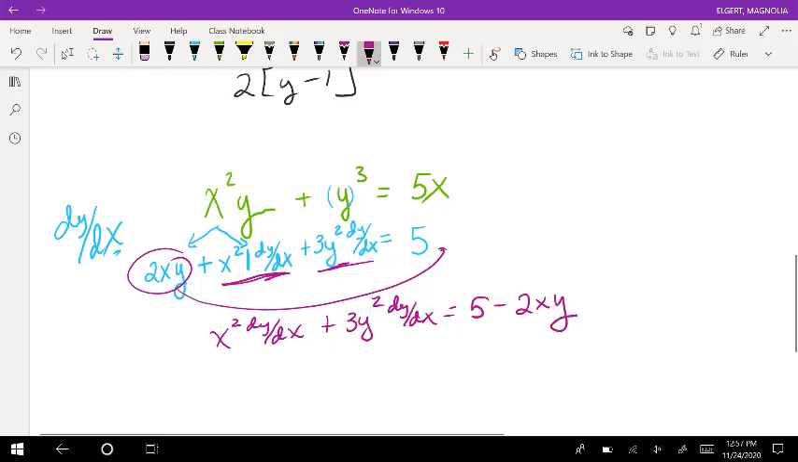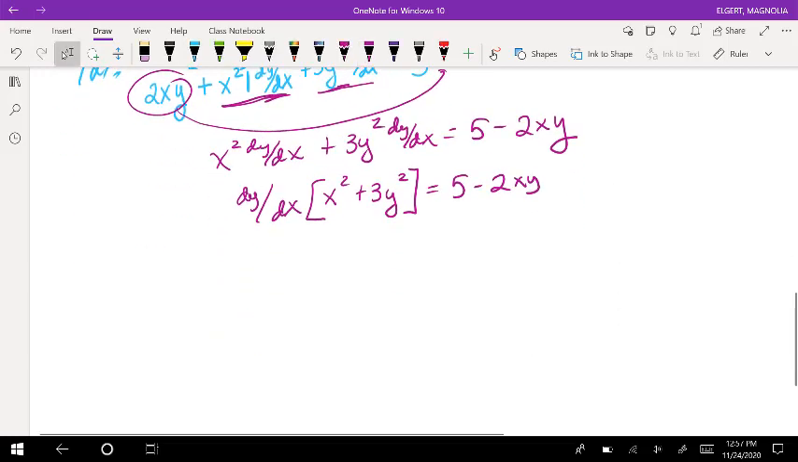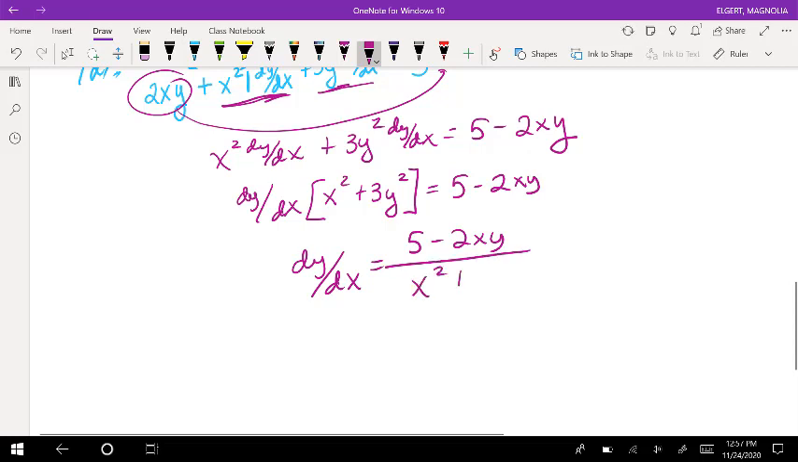Again, to solve for dy dx, I have to use factoring. So dy dx, I factor that out, is x squared plus 3y squared equals 5 minus 2xy. Then to get dy dx by itself, I'm going to divide by that whole expression. So I have 5 minus 2xy over x squared plus 3y squared. And that is my derivative solved implicitly.